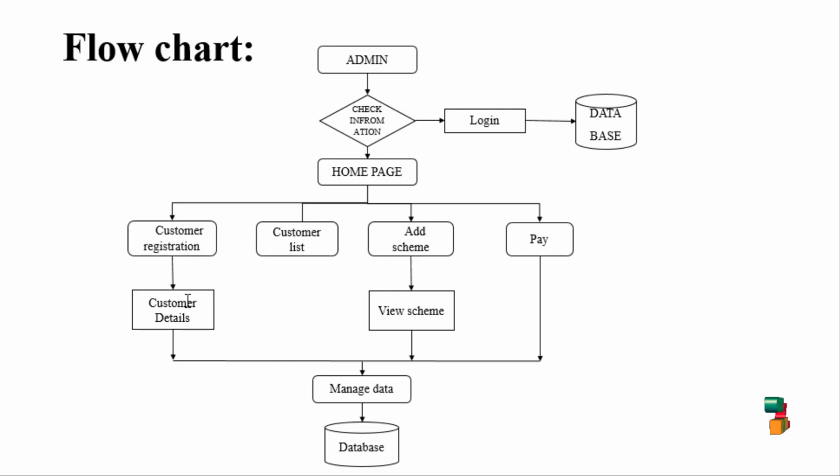Customer registration will take the customer details like name, phone number, address, government ID, and the required loan, with which scheme it will be enhanced. We see the customer list, showing how many customers there are, as a module of the system. In add schemes there will be more schemes for the projects: personal loan, home loan, and so on.